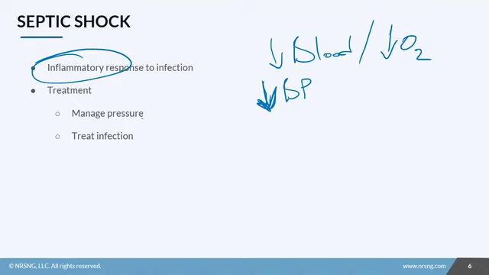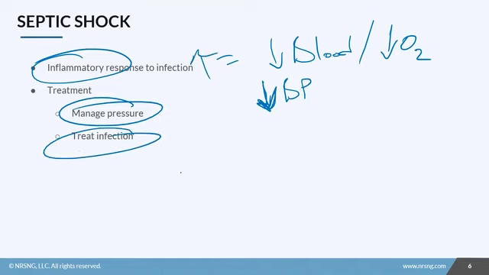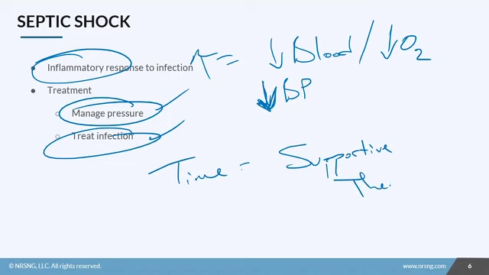So what do we need to do for those patients? Number one, manage your pressure. Again, focus on managing that low blood pressure so that we can get these two things to go up. And also, and more importantly, treat the infection. If we get that infection under control, a lot of these things will start to get better on their own. But the problem is you really got to manage this pressure and you got to treat this infection. And it's going to take time. This is not something that's just going to happen right now. So we've got to give it some time, and you're going to be offering that supportive therapy for those patients.